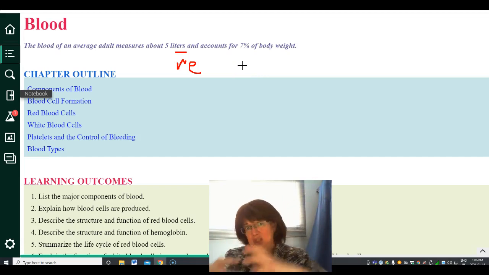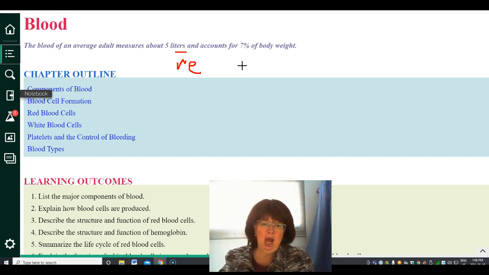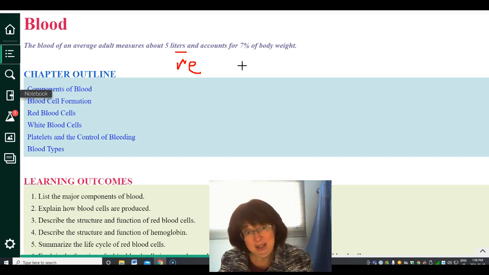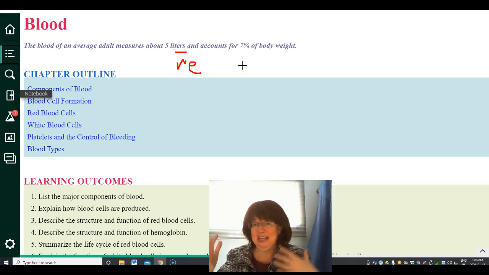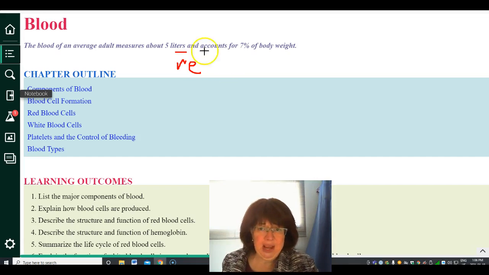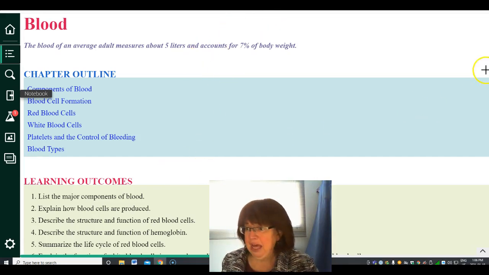So 5 liters of blood. If you think of a big milk jug, that's 4 liters. And then you've got a little milk jug. So 5 liters of blood, and that same 5 liters of blood keeps going over and over and over through your body. Okay? Good.